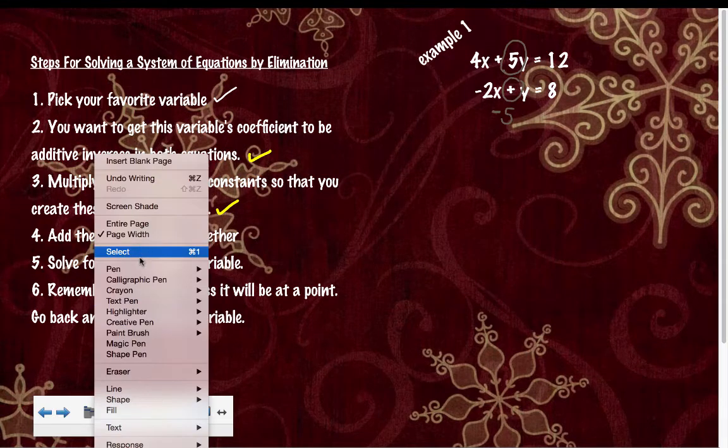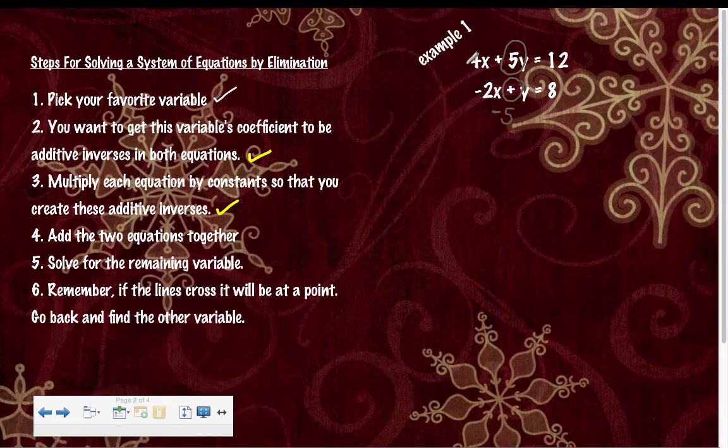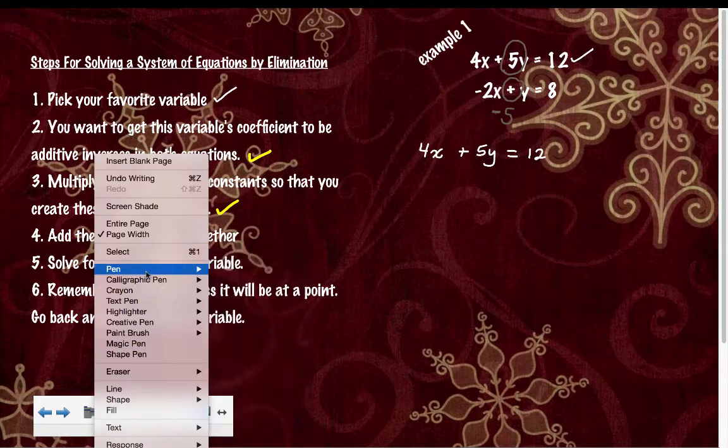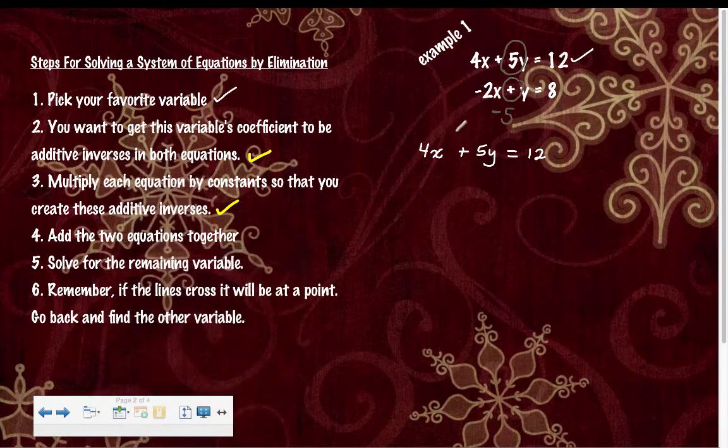So in other words, I am going to keep this first equation, 4x plus 5y equals 12. But I am going to take the second equation and I am going to multiply that entire equation by -5 because I want to create that -5 in front of the y.